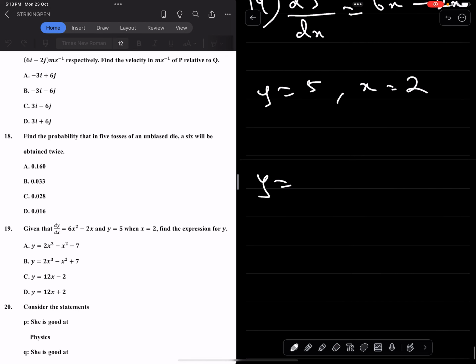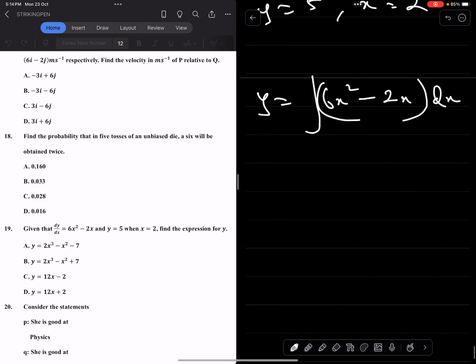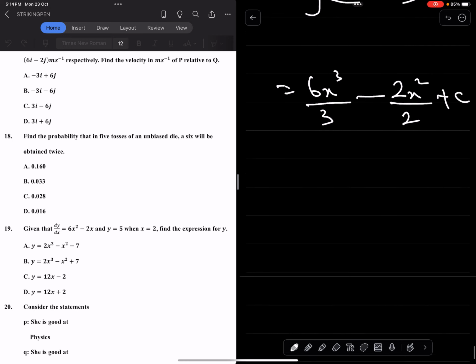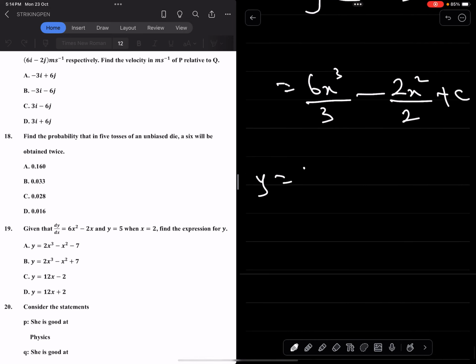That means y is equal to the integral of 6x squared minus 2x with respect to x, and that's equal to 6x cubed over 3 minus 2x squared over 2 plus c, where of course c is a constant of integration, and that simply means y equals 2x cubed minus x squared plus c.